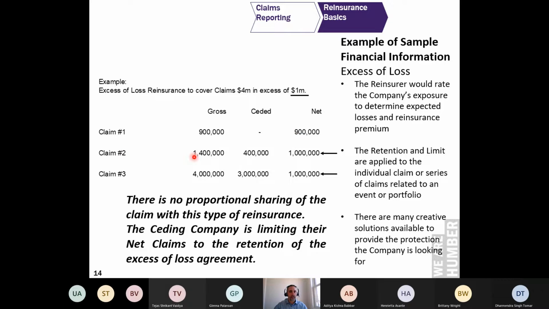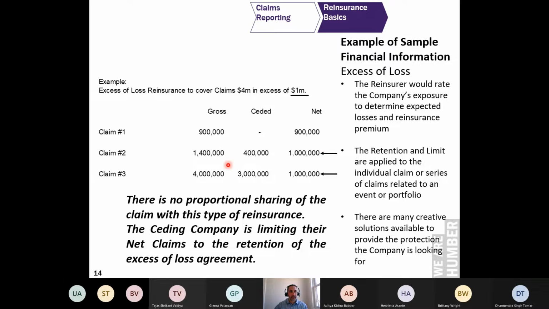Claim number 2 is 1.4 million. So the company keeps the first million. Anything over that, they're allowed to recover from the reinsurer. So 1.4 minus the 1 million that they're keeping, they're allowed to recover 400,000 from the reinsurer under this excess of loss reinsurance agreement. Gross less ceded is the net 1 million, okay?